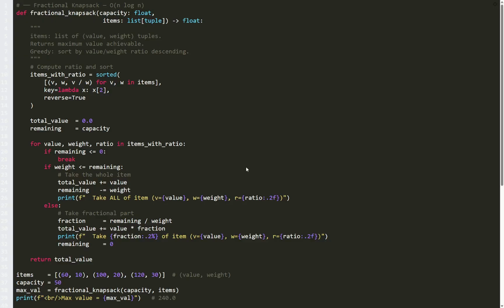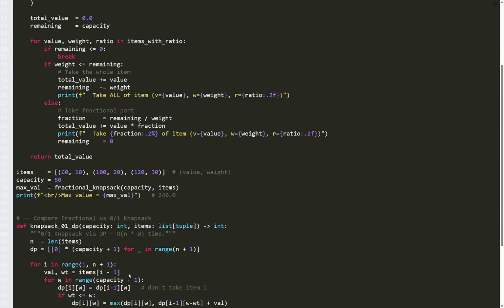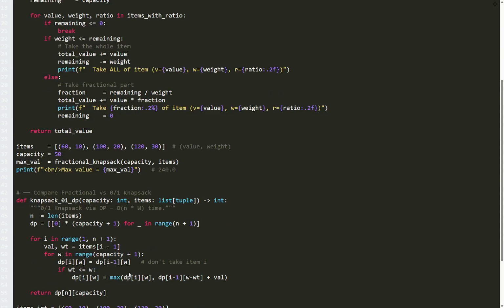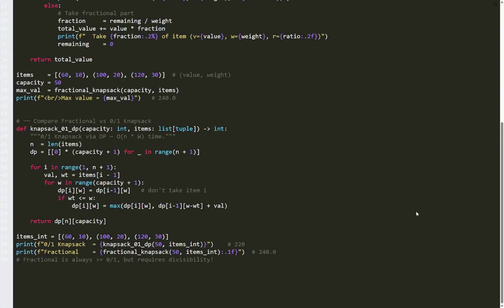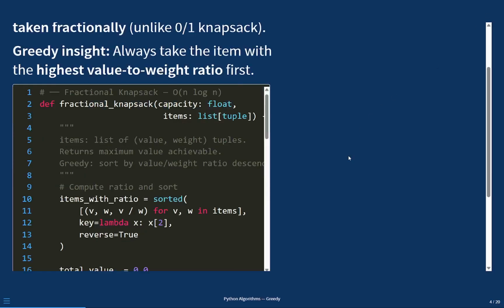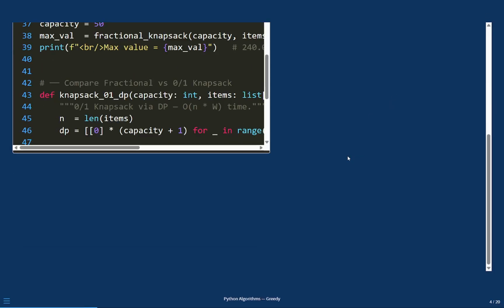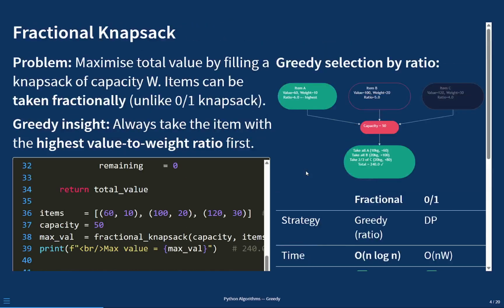The algorithm sorts items by ratio in descending order. For items A (value 60, weight 10, ratio 6.0), B (value 120, weight 20, ratio 5.0), and C (value 120, weight 30, ratio 4.0), with capacity 50. Take all of A, 10 kilograms, 60 value. Take all of B, 30 kilograms total, 160 value.